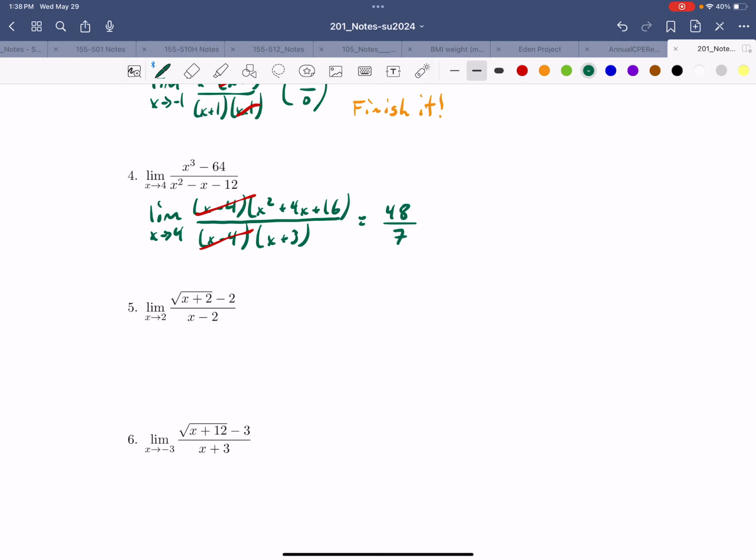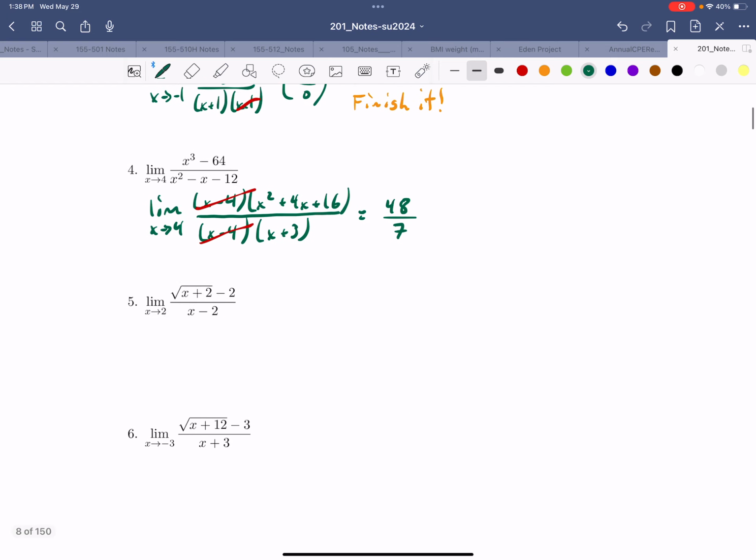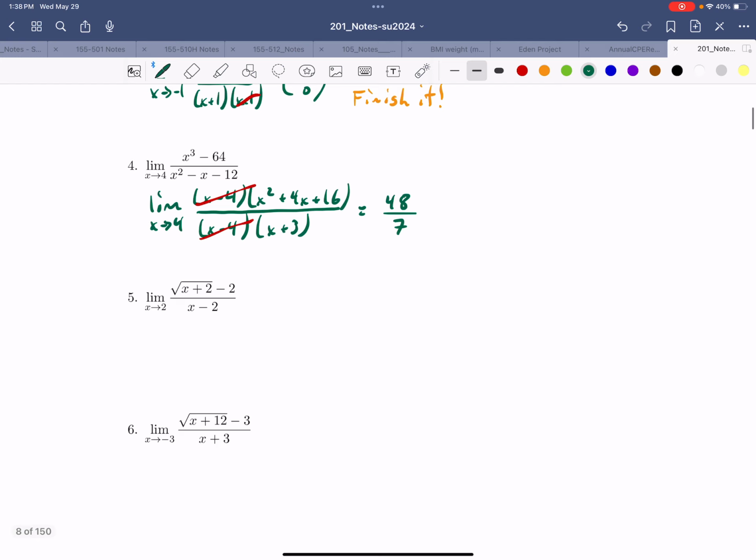Anyway, now when you plug in 4, you get 48 over 7, right? Not the nicest number, but it's a number. It exists, right? So just to show you, indeterminate forms can lead to existent limits or non-existent limits.